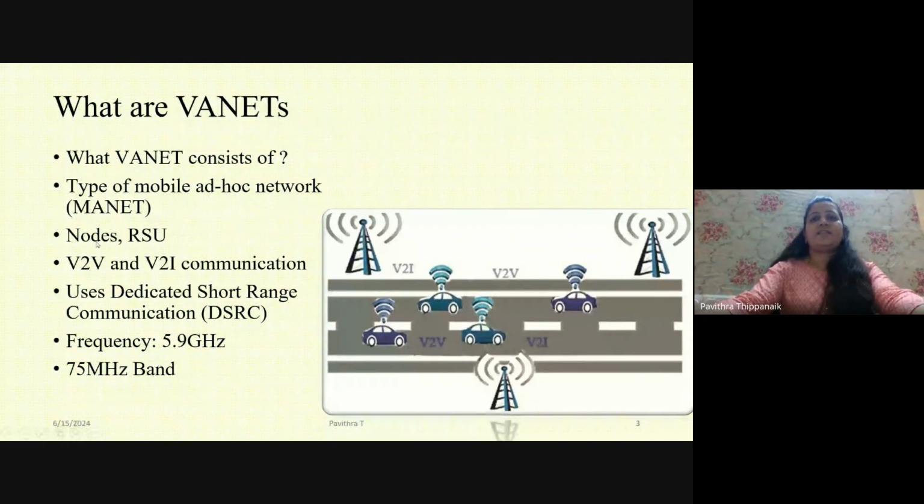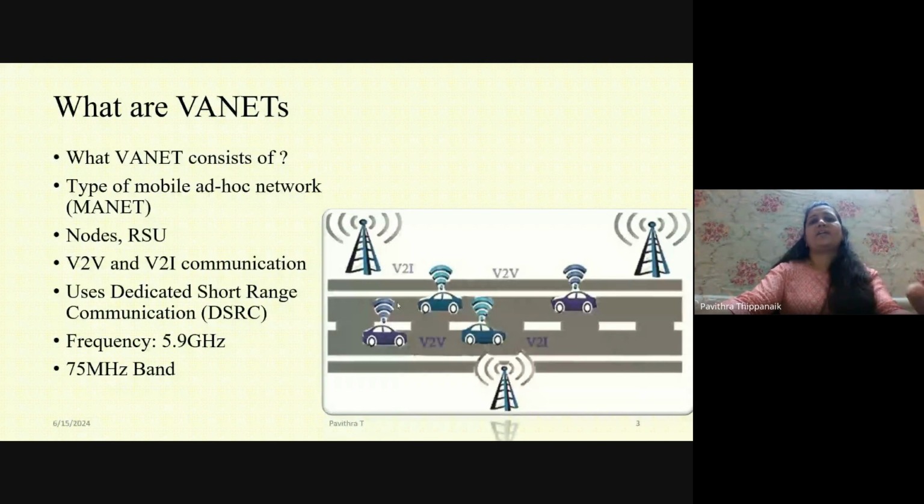As I said, the basic components of VANETs are the nodes and RSU, that is, vehicles and the roadside unit. These vehicles are also called nodes. For these vehicles to be a part of VANETs, we will require certain hardware. Then only can they contribute or be a part of our vehicular ad hoc networks.